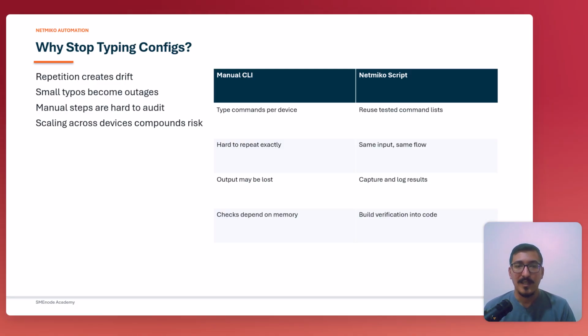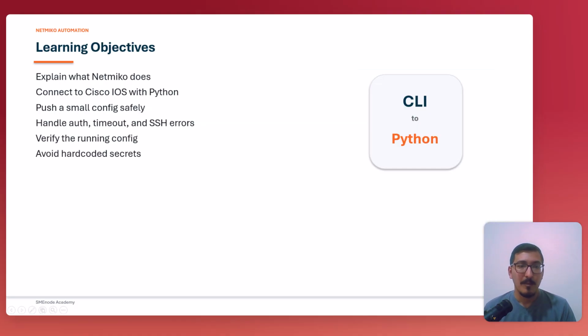Automation gives us a known sequence: connect, configure, save, verify, and disconnect. Same steps every time. By the end, you should be able to explain what Netmiko does, connect to Cisco iOS from Python, push a small config, and read the failure message without panic.